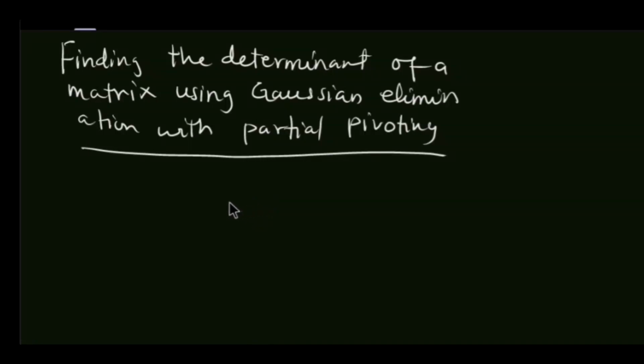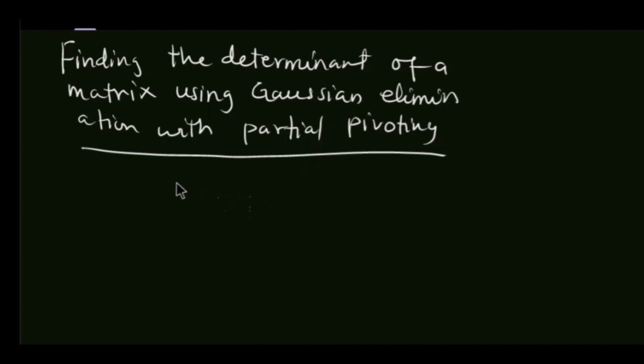In this video, I'm going to take you through finding the determinant of a matrix using Gaussian elimination with partial pivoting. We've done Gaussian elimination with partial pivoting in our previous class. In this class, we are going to use it to find the determinant of a matrix.